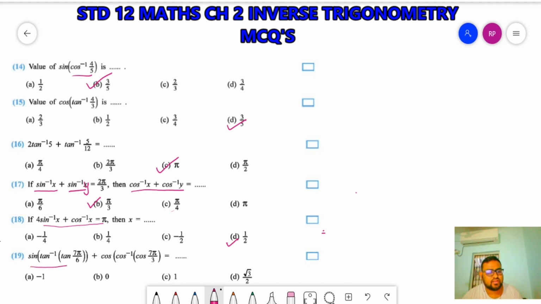Sine of tan inverse this and cos of cos inverse cos 7 pi by 6. Now we know that 7 pi by 6 doesn't lie in the range of tan inverse, and 7 pi by 3 also doesn't lie in the range of cos inverse. So I will solve that separately. Tan 7 pi by 3.